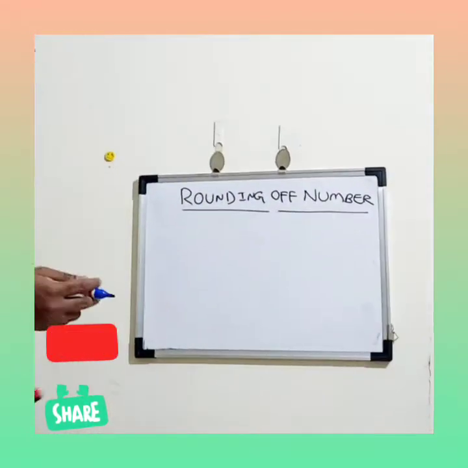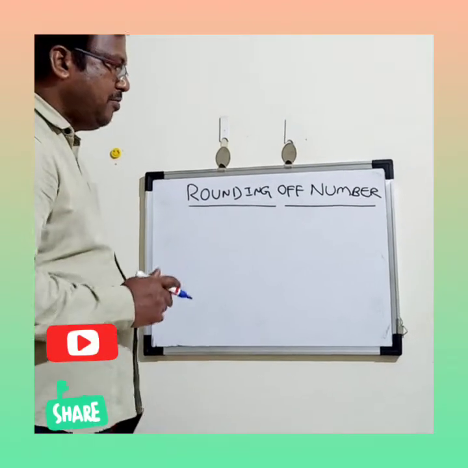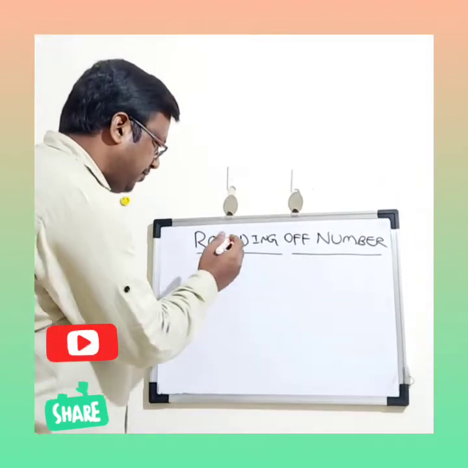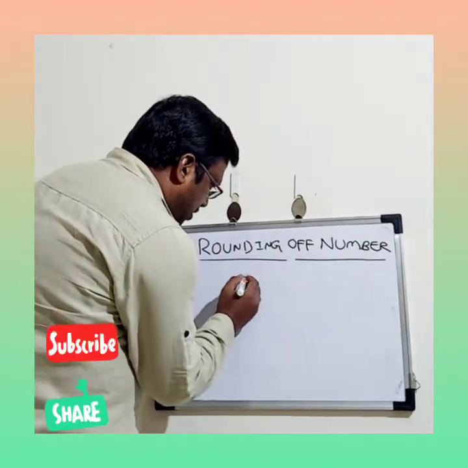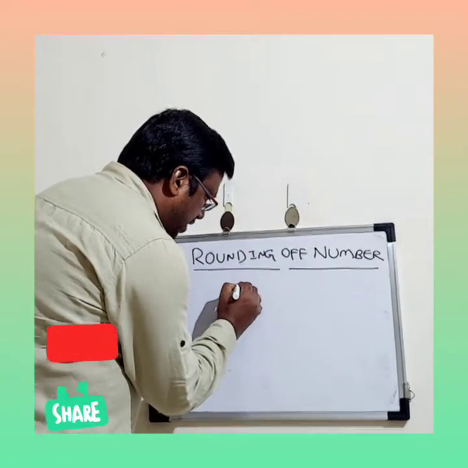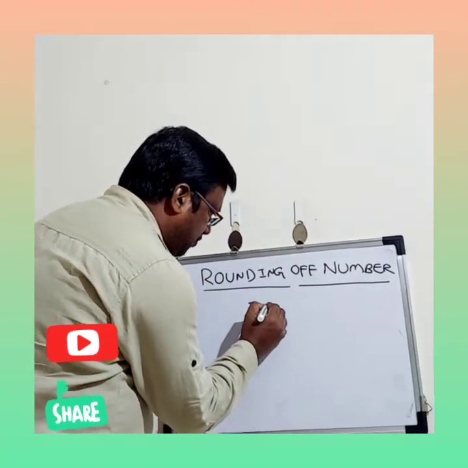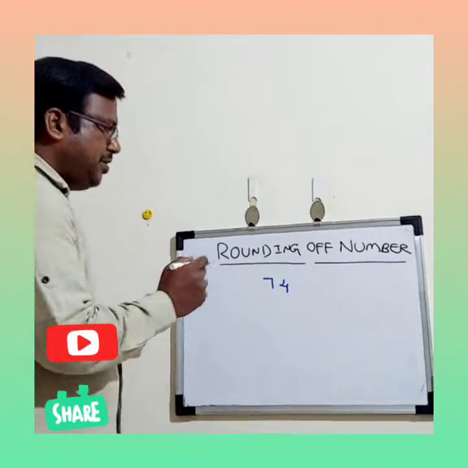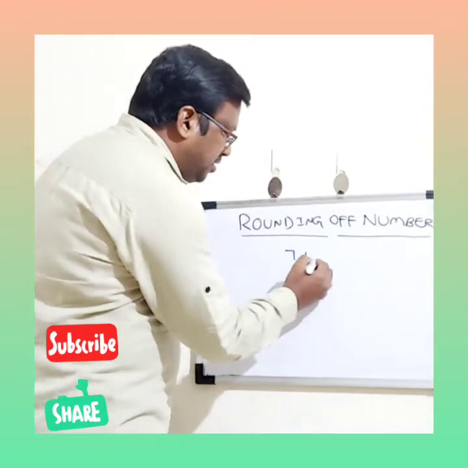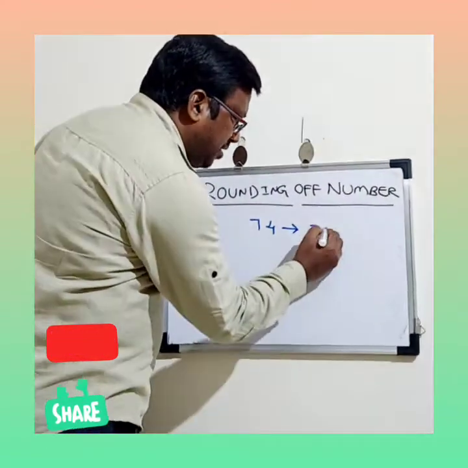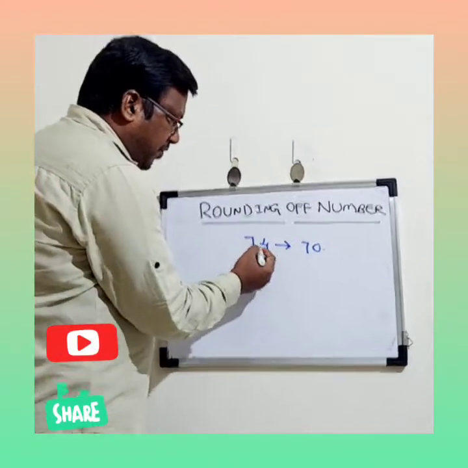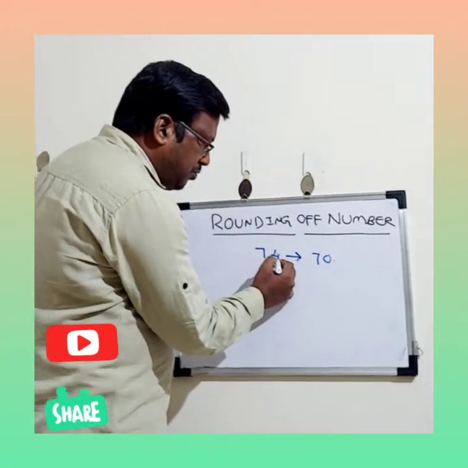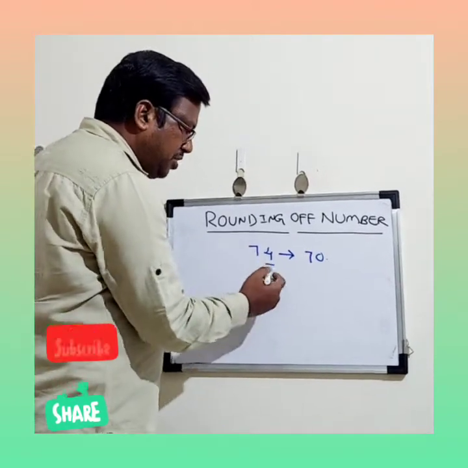Suppose you want to do rounding of a number to the nearest 10. We'll solve this problem by taking some simple examples. Suppose the example is 74. Rounding this number to the nearest 10, the answer is 70, because when we want to round a number to the nearest tens, what is the one digit position? The unit digit position is 4.